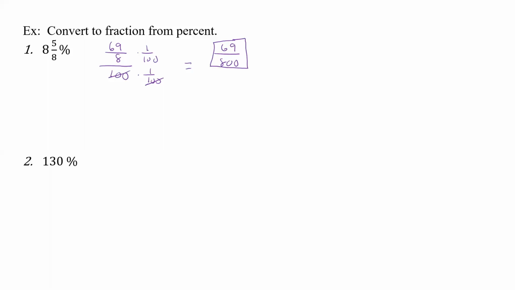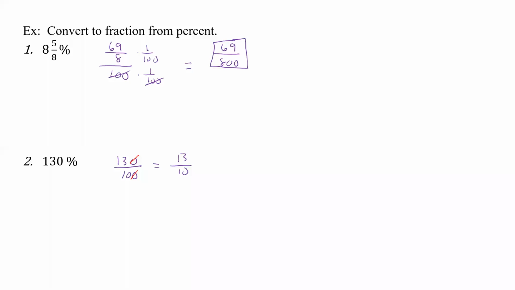Now 130. Okay, well that's going to be a nice one because all we have to do is we drop our percent, 130, put it over 100 because that means per 100%, and then reduce. Okay, well the first thing I can see is I can reduce. I'll go ahead and put this in a different color. And so I can cancel and divide top and bottom by 10. Then that gives me 13 over 10. So I've reduced it a little bit already.